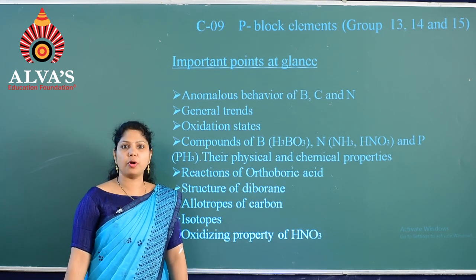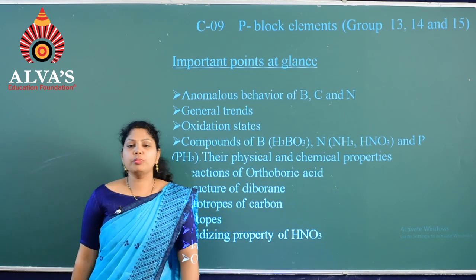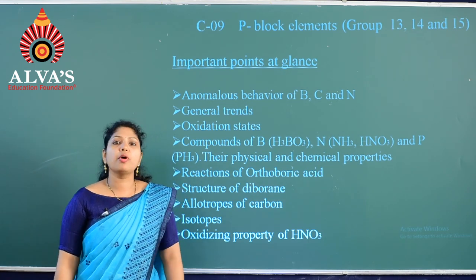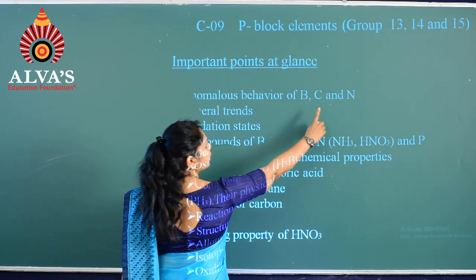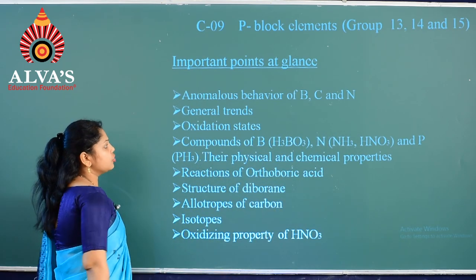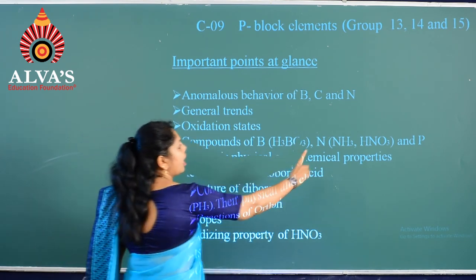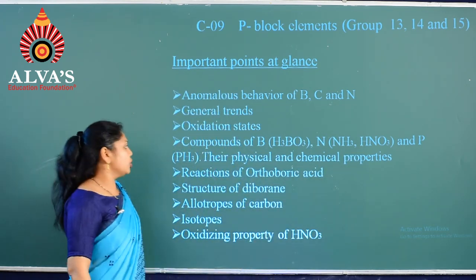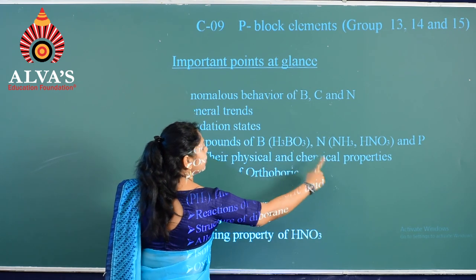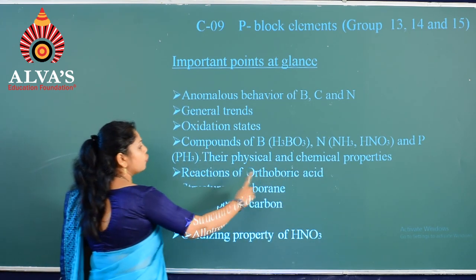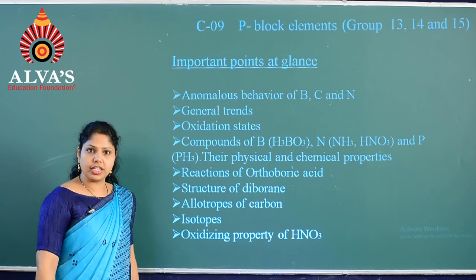Today we are going to discuss some important questions for the competitive exam from P block elements, that is group 13, 14 and 15. Before starting with the questions, we will observe what are the important topics that you should cover in this chapter: anomalous behavior of boron, carbon and nitrogen, general trends, oxidation states, compounds of boron, in that especially you have to study the reactions of orthoboric acid, in nitrogen, ammonia and nitric acid, and in phosphorus you have to remember each and everything regarding phosphine, especially their physical and chemical properties.